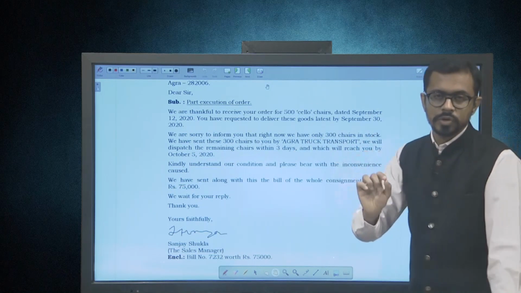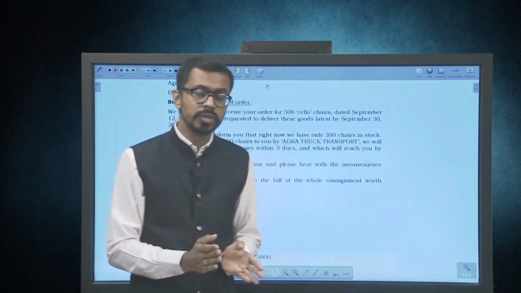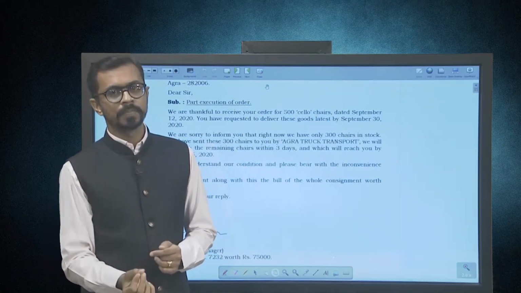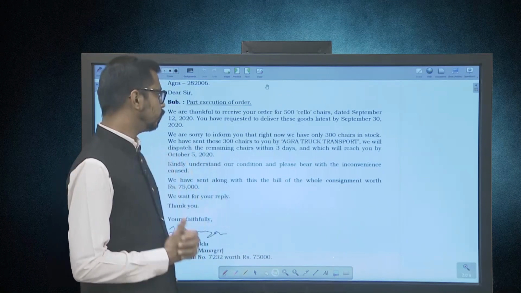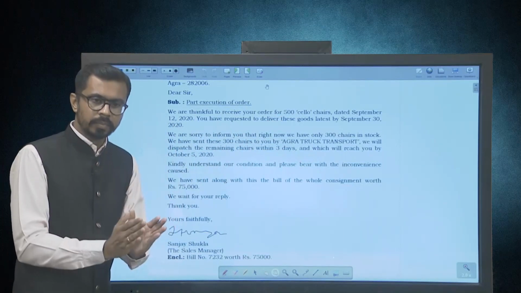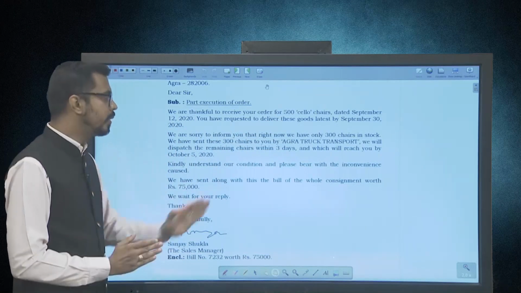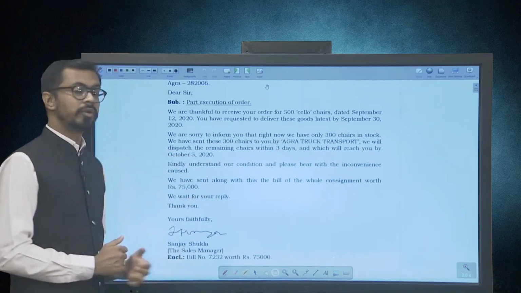This has to be mentioned. The concrete details about what you are sending, when you are sending, and by what date the receiver can expect it has to be mentioned here. So, we are sending just the first 300. The second part will be sent after 3 days, and it will reach you by October 5, 2020.